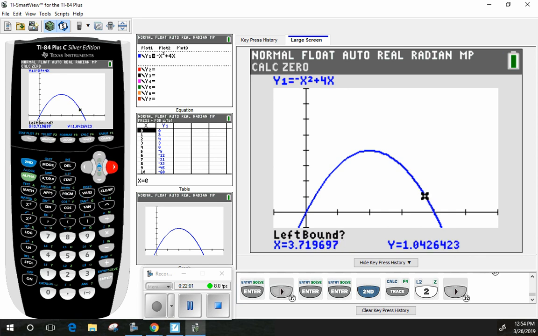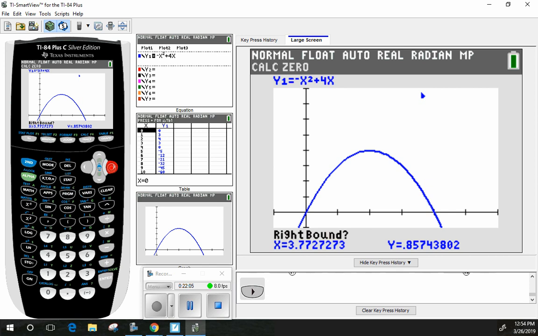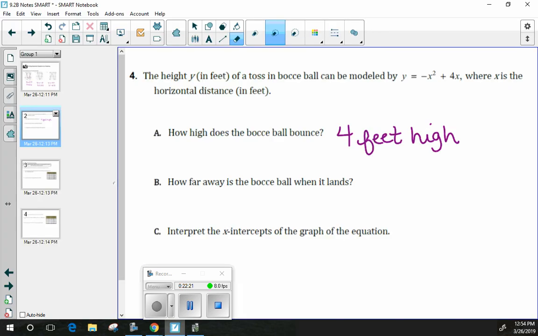It's going to take a little bit more. There you go. Hit enter. And then get to the right of it. This is another reason why I like to have a little bit of padding there. And then hit enter one more time. And sure enough, our zero is at 4 feet. So not only did it have a 4-foot high bounce, but it landed 4 feet away from where it bounced originally. So, 4 feet away.